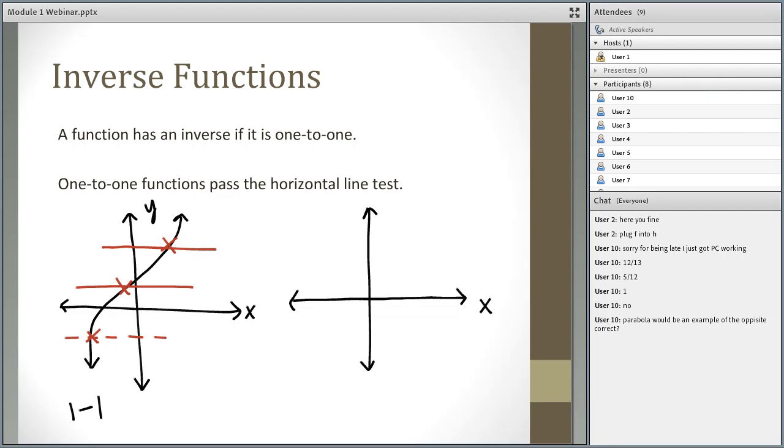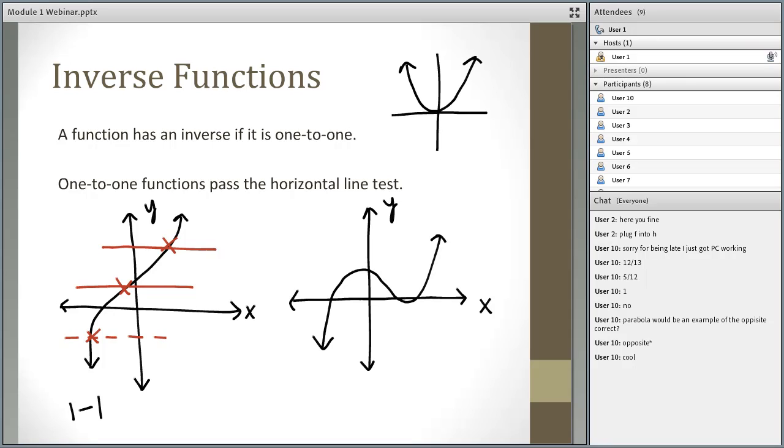Correct, yes. So a parabola would be an example of not one-to-one. Good, yes. So either of these would be cases where it doesn't pass the horizontal line test. If I draw a horizontal line, I am going to cross this graph twice, which means it does not pass the horizontal line test.